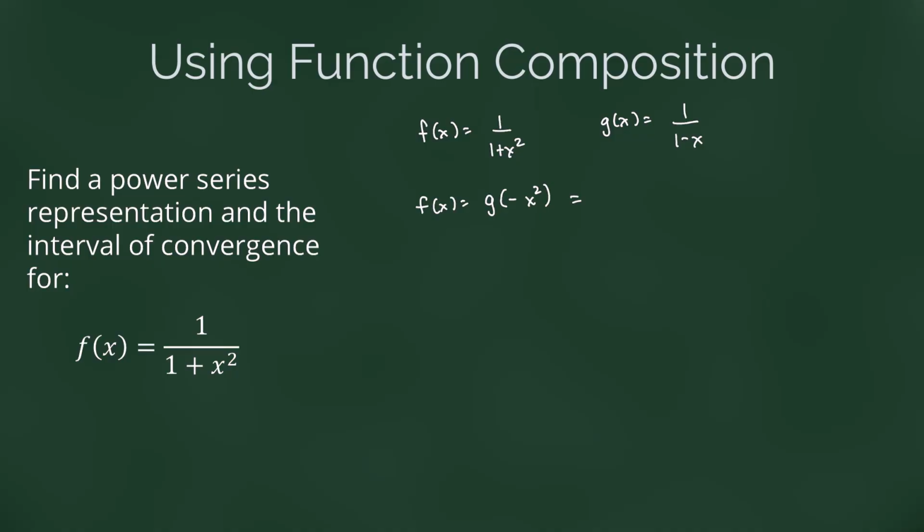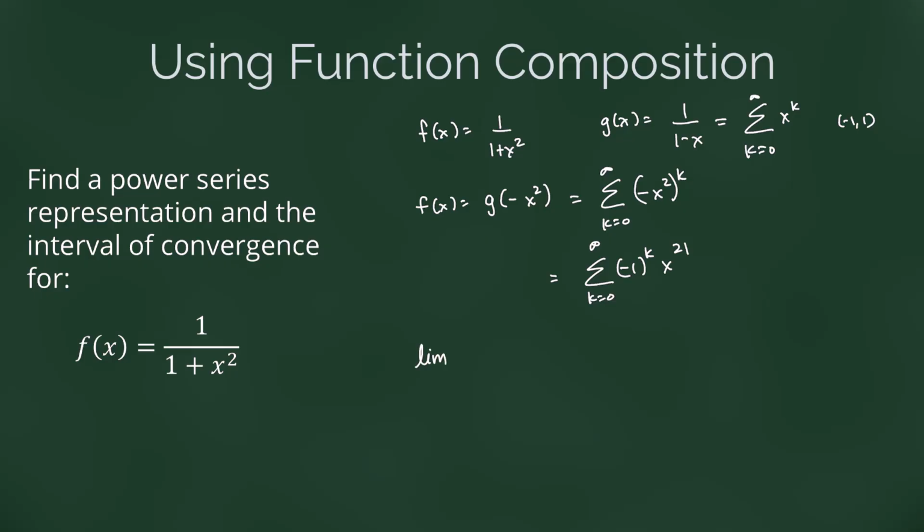So since g of x is the sum from k equals 0 to infinity of x to the k, again on the interval negative 1 to 1, we know that g of negative x squared is going to be the sum from k equals 0 to infinity of negative x squared to the k, which is the sum from k equals 0 to infinity of negative 1 to the k times x to the 2k. So we have an alternating series this time. Let's look at the radius of convergence. We're going to look at the limit as k goes to infinity of the absolute value of negative 1 to the k plus 1.